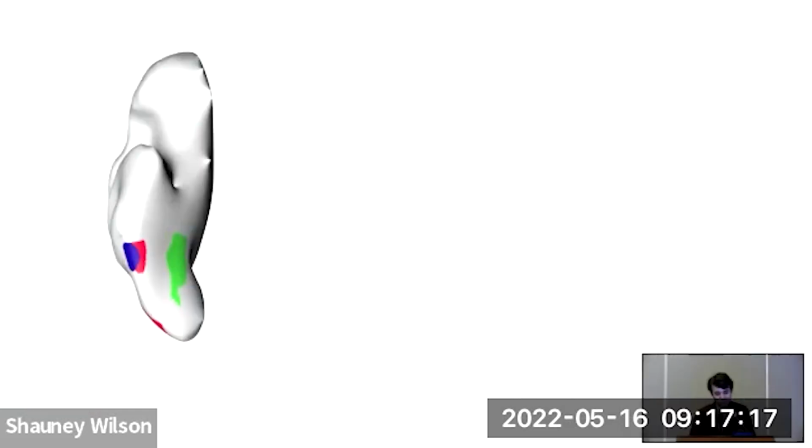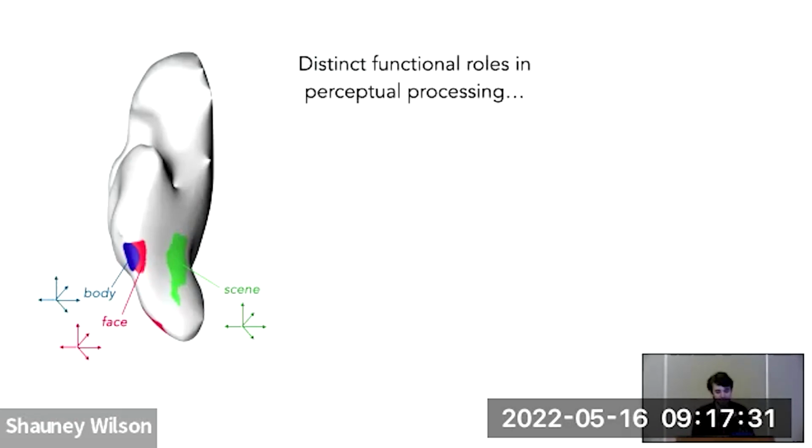Along the ventral visual stream, we have a mosaic of selective regions for categories such as faces, bodies, and scenes. Nick told us about these earlier in the session. These regions are often studied separately and thought to have features that are specialized for their preferred domains and distinct functional roles in perceptual processing, with strong supporting evidence for these theories coming from both lesion studies and microstimulation data.